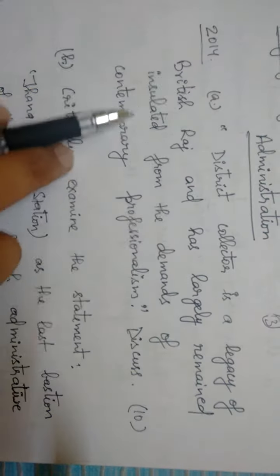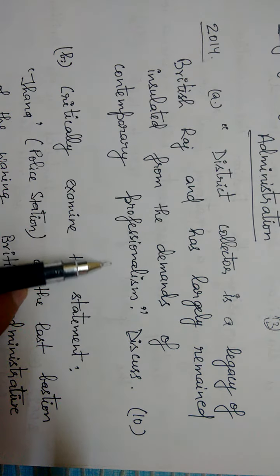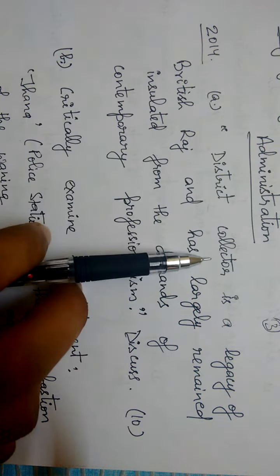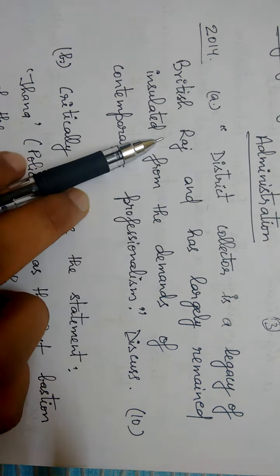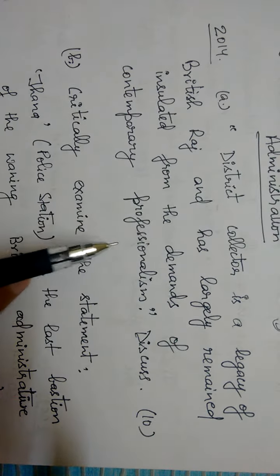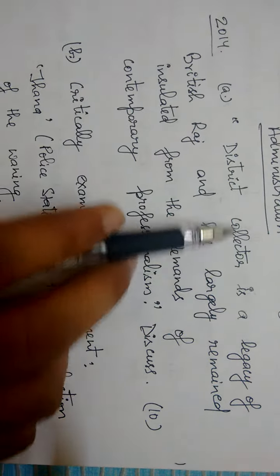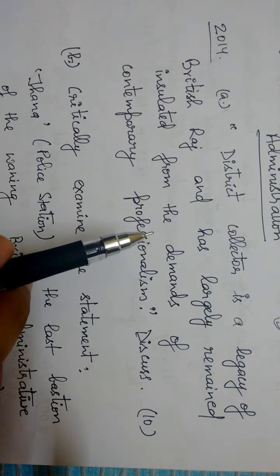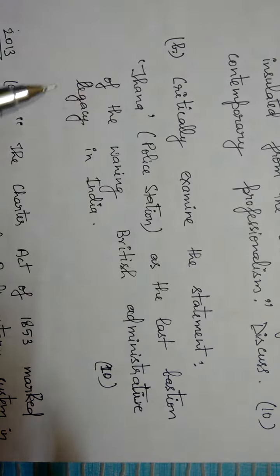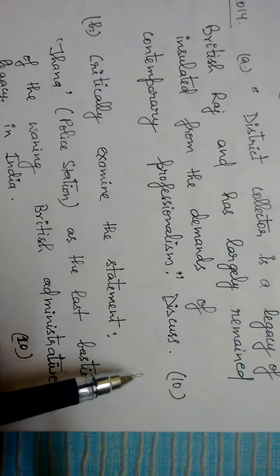and has largely remained insulated from the demands of contemporary professionalism. Discuss. So here you have to know about what was the origin of district collector when it was formulated in British Raj, and right now what are the challenges in front of district collector and how to overcome that, and what are the main legacy of district collector from the British era and how he has not been able to leave it. This particular question was of 10 marks.